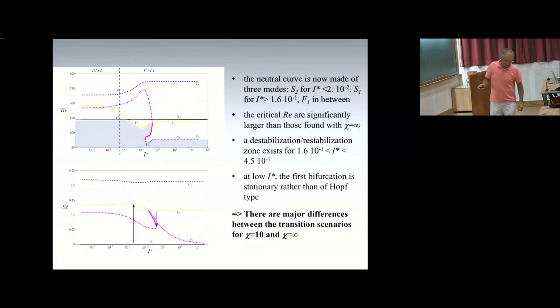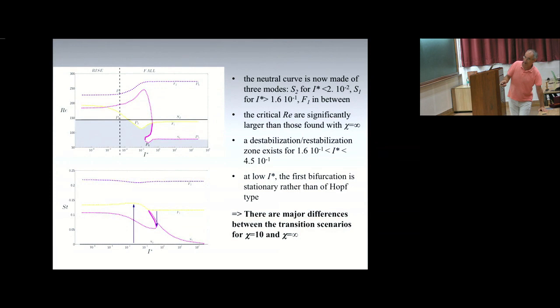And by the way, you can also remark that if you select an inertia in this range and you increase the Reynolds number, here the disk is stable, then here it is unstable, but again, if you increase the Reynolds number again here, it becomes stable again. And you have to increase the Reynolds number beyond a second value here to recover instability. So there is a destabilization, restabilization zone in this diagram, okay?